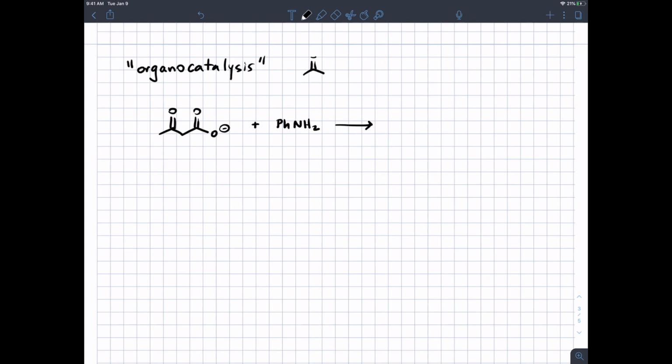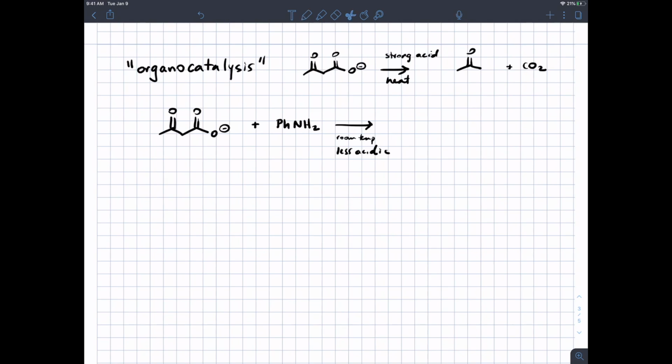This is a beta ketoester, and as many of you learned in 352, under strong acidic conditions and with heat, you can decarboxylate to get the ketone. But not all molecules can withstand strong acid and heat. So being able to perform this reaction at room temperature and with more neutral pH is desirable. Or maybe instead of neutral pH, we'll just say less acidic.